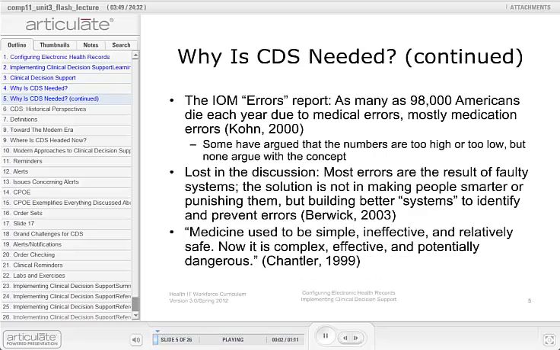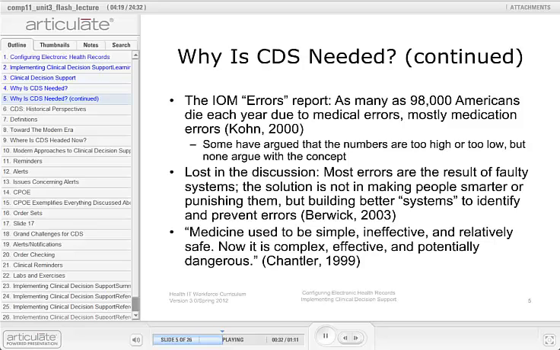Another reason for clinical decision support is patient safety. The well-known Institute of Medicine Errors Report, entitled To Err is Human, found that as many as 98,000 Americans die each year due to medical errors, mostly due to medication errors. Some have argued that these numbers are too high or too low, but none argue against the existence of significant safety problems in U.S. healthcare.